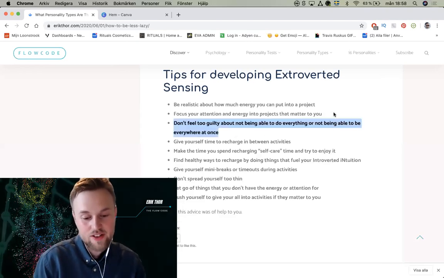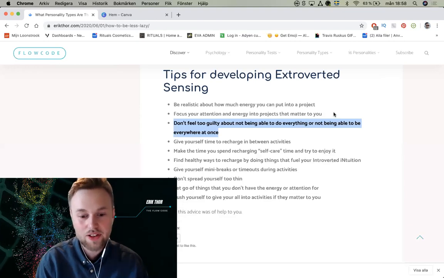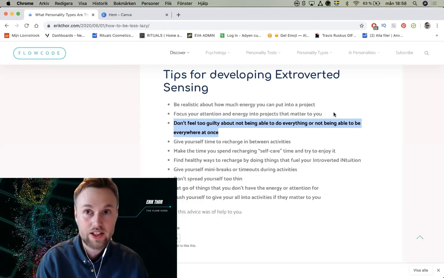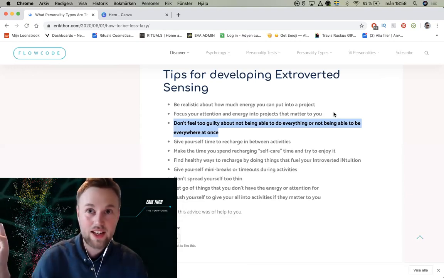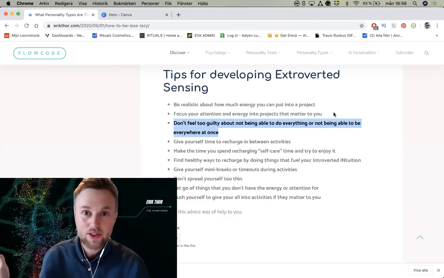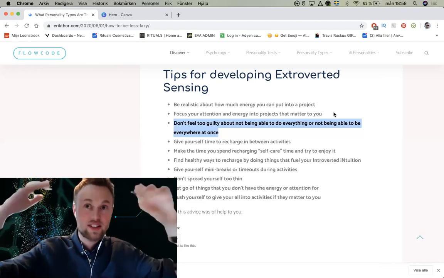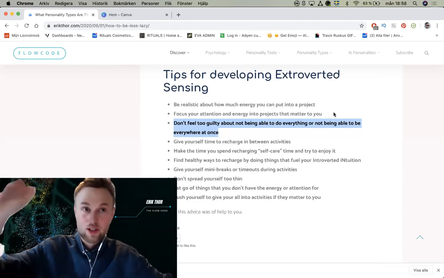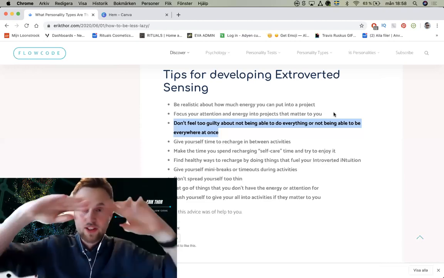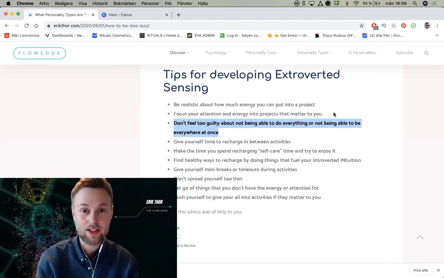And here's one for INFJs, and that is, don't feel too guilty about not being able to be everywhere at once. INFJs and INTJs tend to have a bit of a God complex to them, in the sense that they tend to think that they can do everything and that they are responsible for everything that happens in the world, because you can foresee the future and because you can see for yourself and speculate and come to insights about how things happen. You also feel intimately connected to everything that's happening around you.